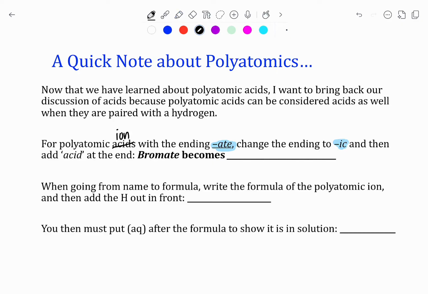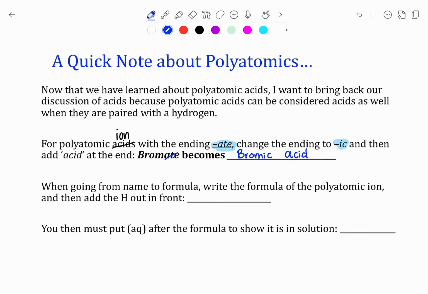So let's look at the example of bromate. Bromate has an ATE ending. We're going to change that ATE to IC, so this is going to become bromic, and then we will add acid to the end. So when bromate becomes an acid, so it's bound to a hydrogen, it becomes bromic acid.